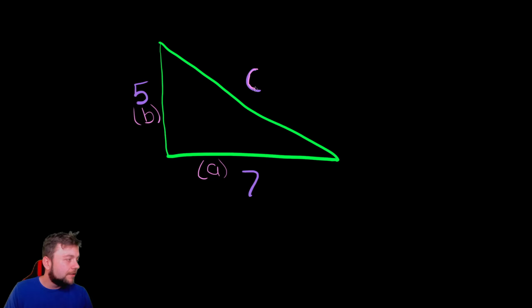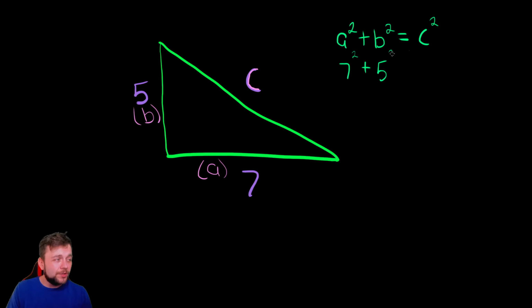Okay. Got that. Got it all set up. So then we have our Pythagorean theorem, which is A squared plus B squared equals C squared. Okay. And then, what is A? A is 7, so we're going to square that, plus our B is 5, so we're going to square that, and it equals C squared.